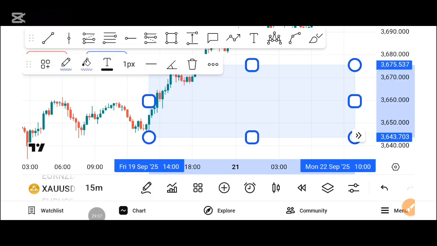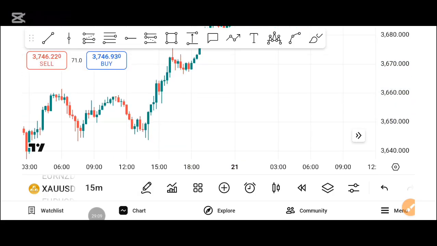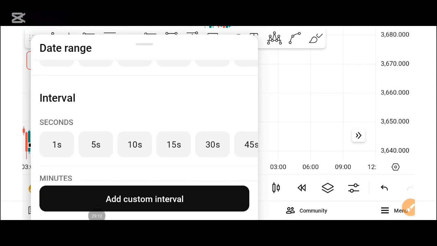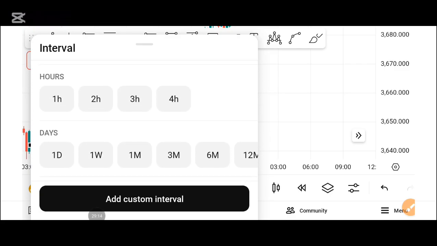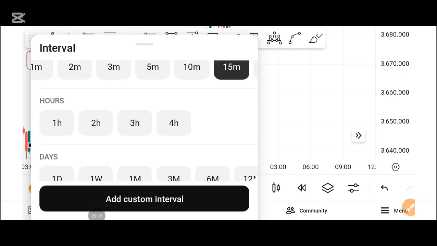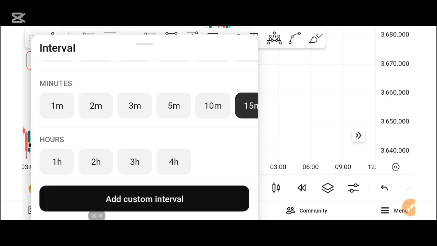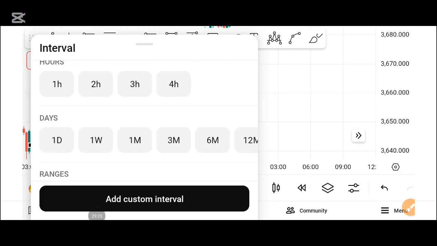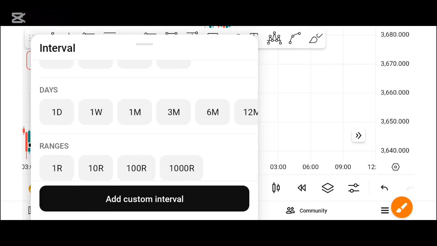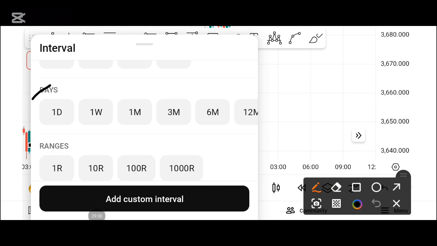What I want to explain is time frame. It means that candles are formed based on time frame. So depending on the time frame you are on, if you are on the daily time frame, this is a day. It means that it takes 1 day for one candle to be formed.